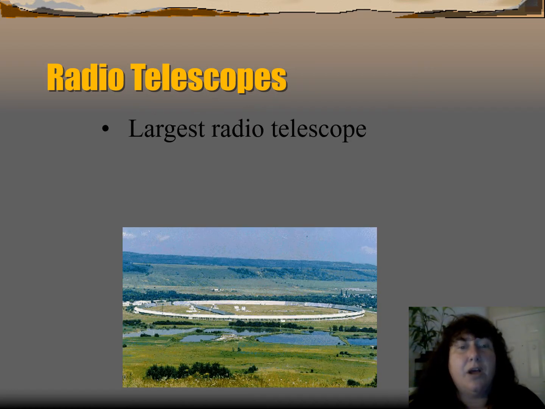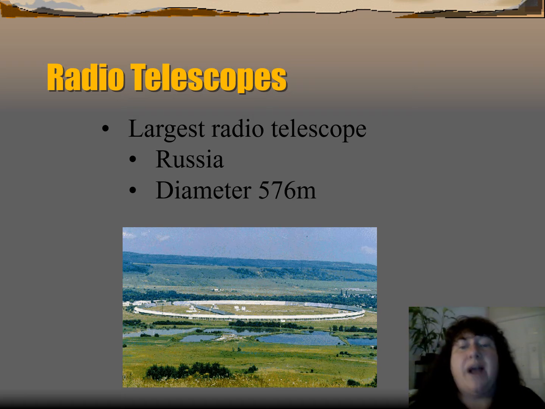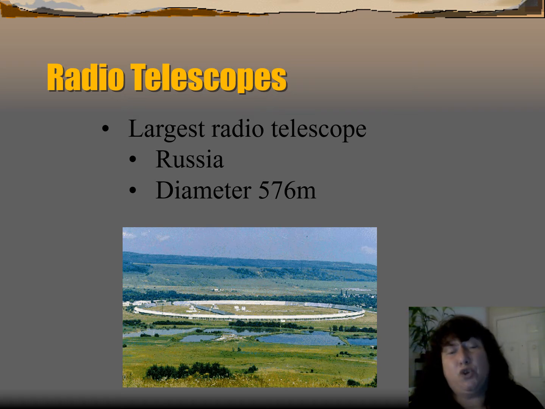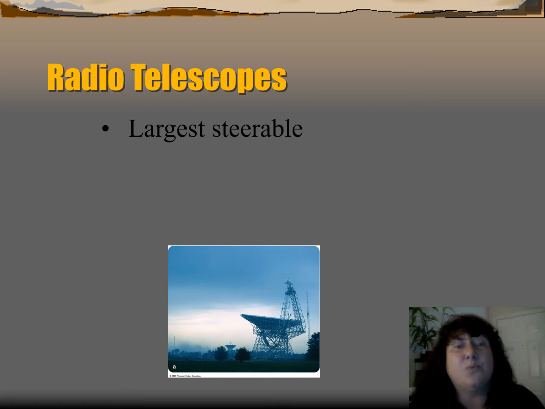Okay, now look at this. Isn't this huge? This is a large radio telescope, the largest. It's in Russia. Isn't that beautiful? And it's like on the ground, like there's grass growing in this thing. The diameter of this telescope is 576 meters. Huge.